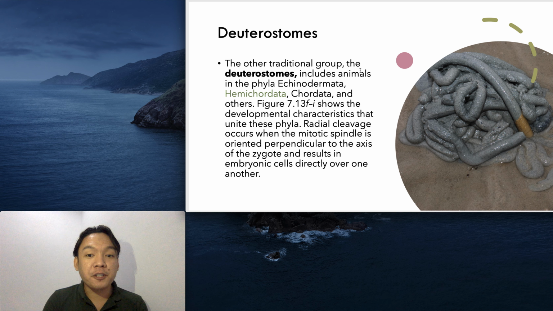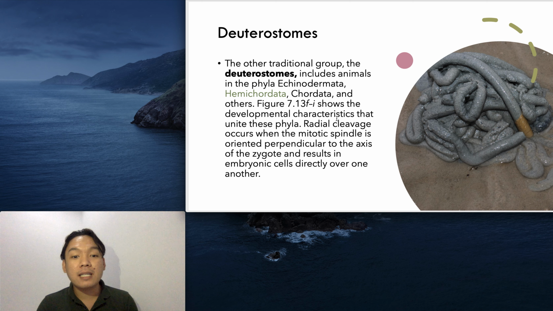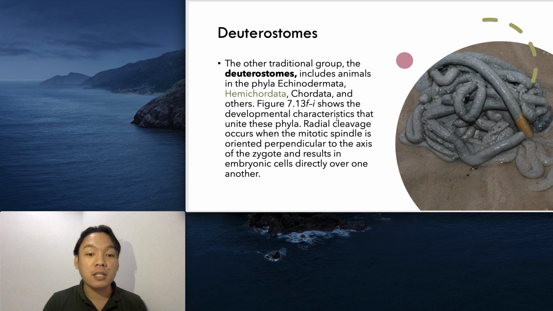The other traditional group, the deuterostomes, in the animals includes the Echinodermata, the sea stars or sea cucumbers, Hemichordata, in this example an acorn worm, Chordata, and others. So figure 7.13 shows the developmental characteristics that unite these phyla. Again, radial cleavage occurs when the mitotic spindle is oriented perpendicular to the axis of the zygote and results in embryonic cells directly over one another.